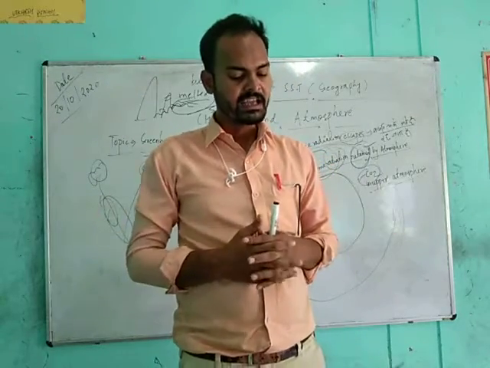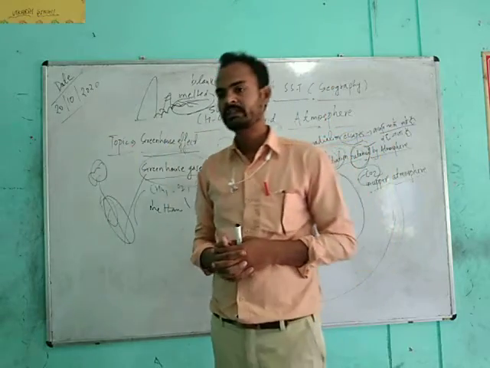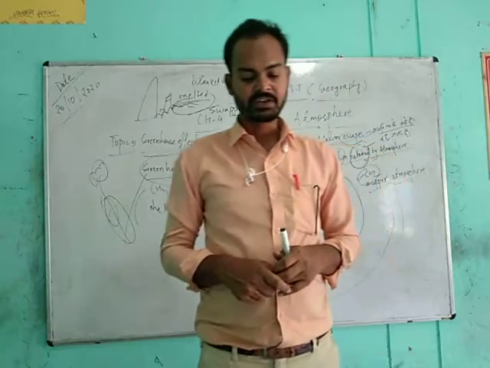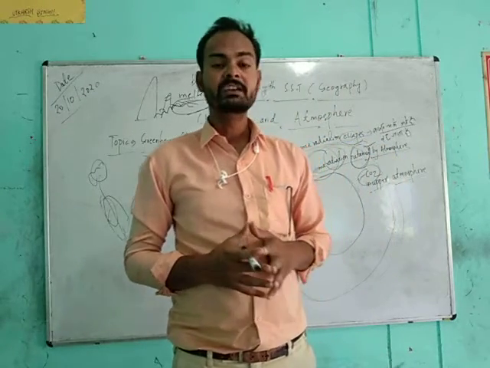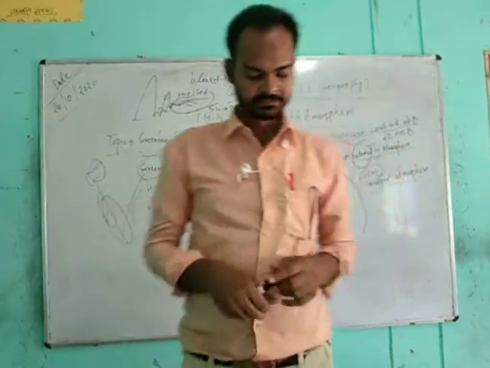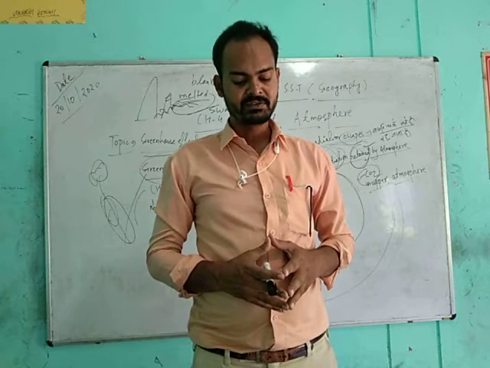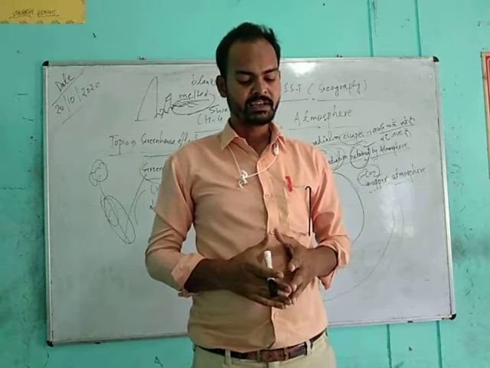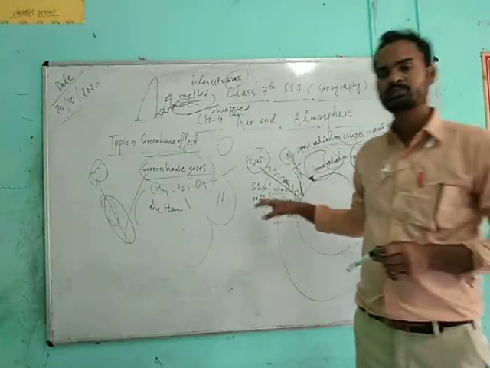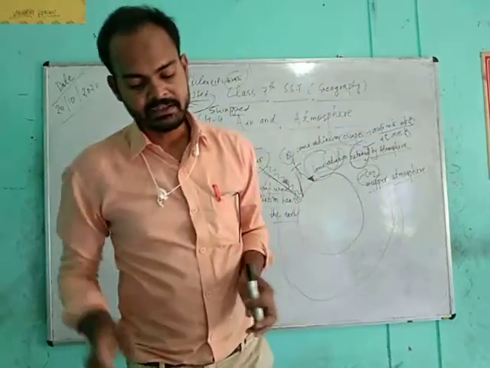The presence of the atmosphere makes the Earth a habitable planet. So life is here only because of the atmosphere. The heating of Earth's atmosphere due to the trapping of the sun's energy by the greenhouse gases is called the greenhouse effect. The global increase in temperatures due to large scale emission of carbon dioxide in the atmosphere has led to global warming. So students, we have completed this chapter.